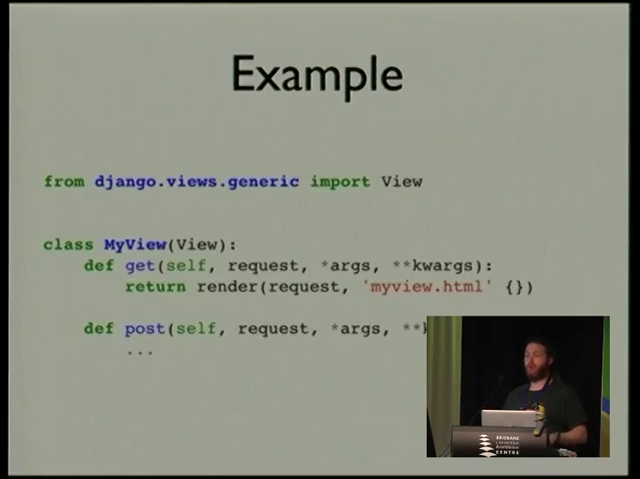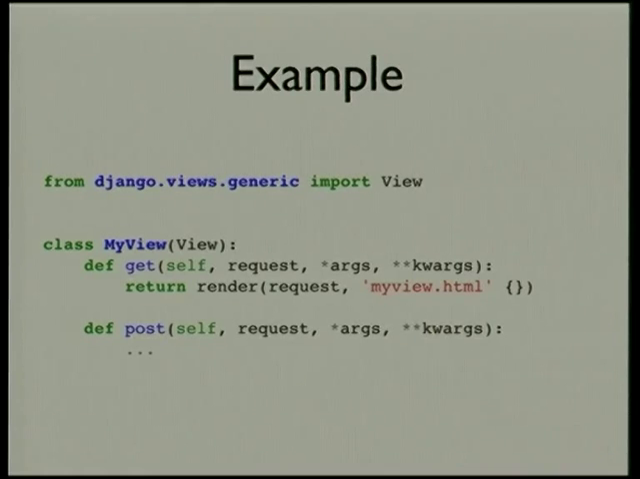Okay, so what do I mean? Once upon a time, you would write a function that you deploy into your URL patterns. As of Django 1.3, you can write a class-based view. You have a class called myView. It extends view. It implements a method called get. It implements a method called post, and they are used to handle, surprise, surprise, gets and posts.